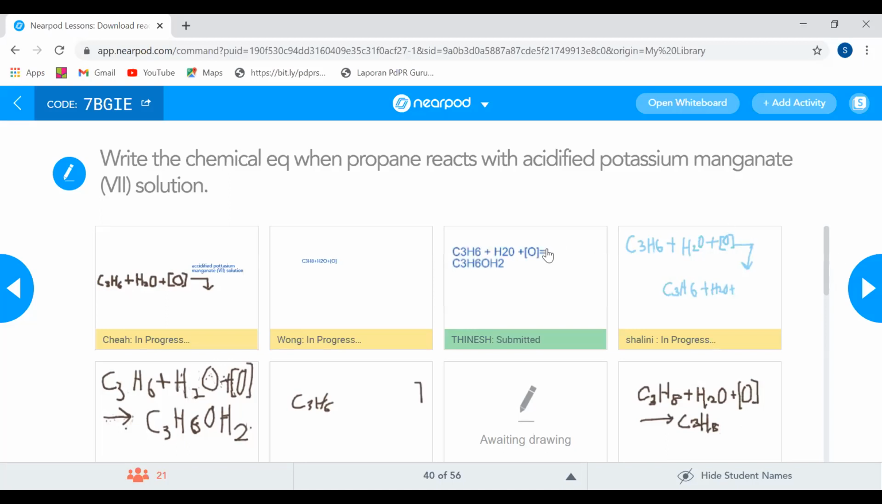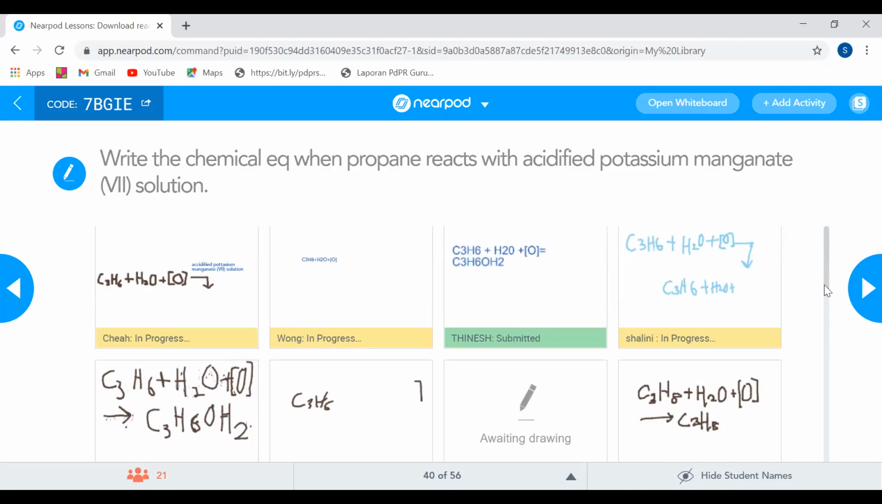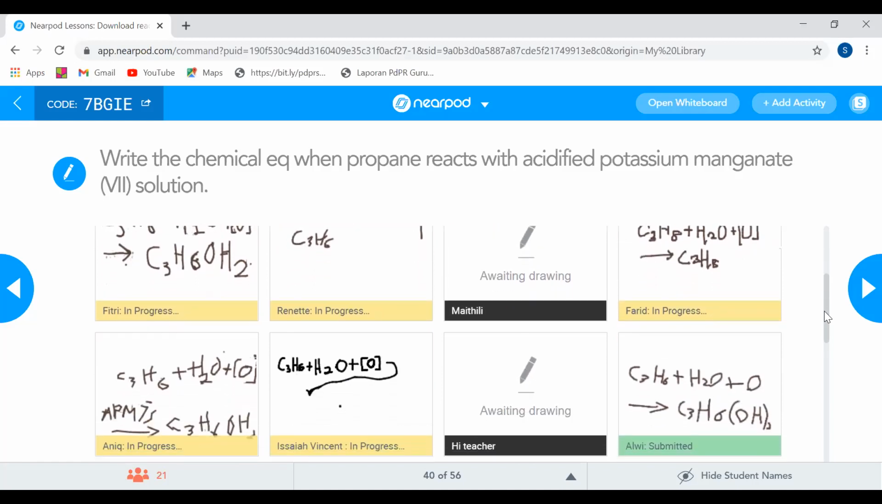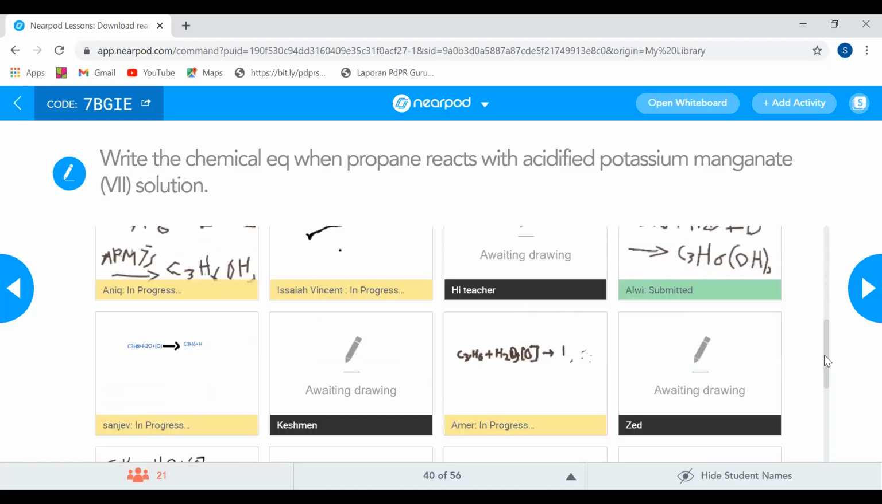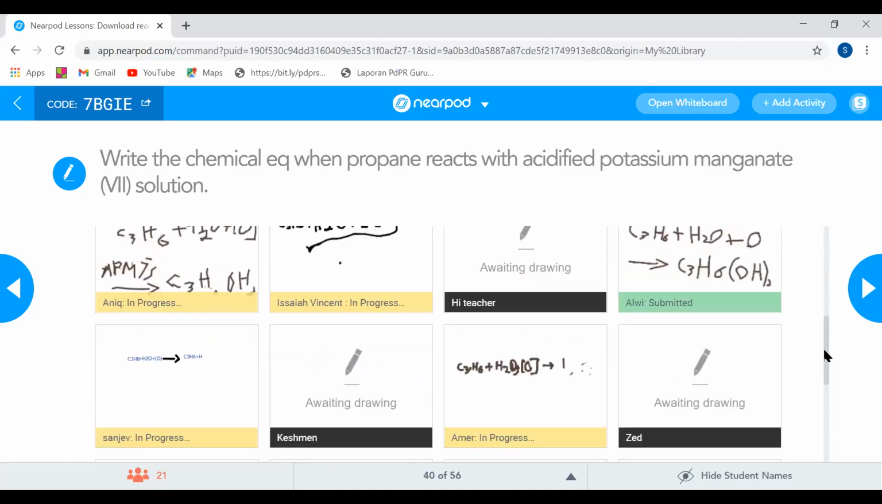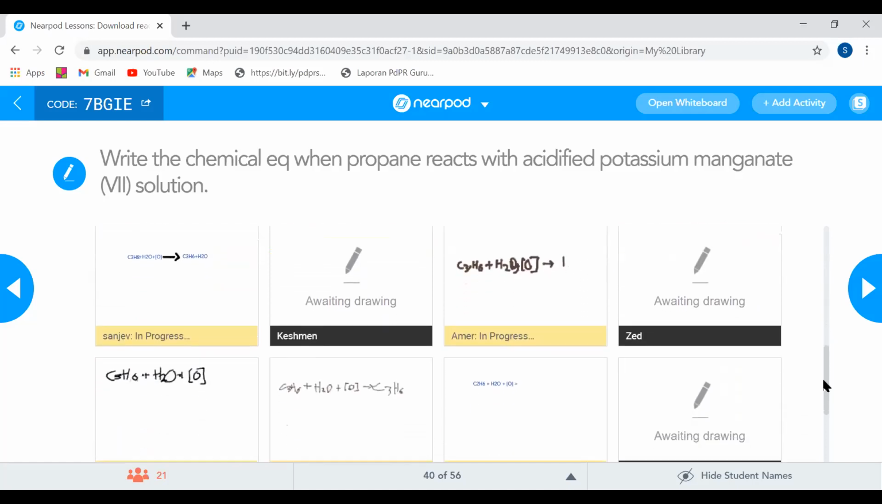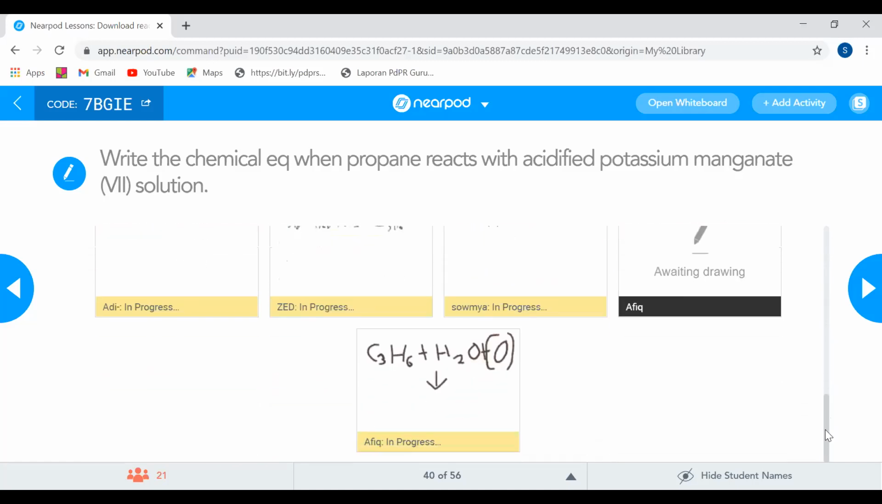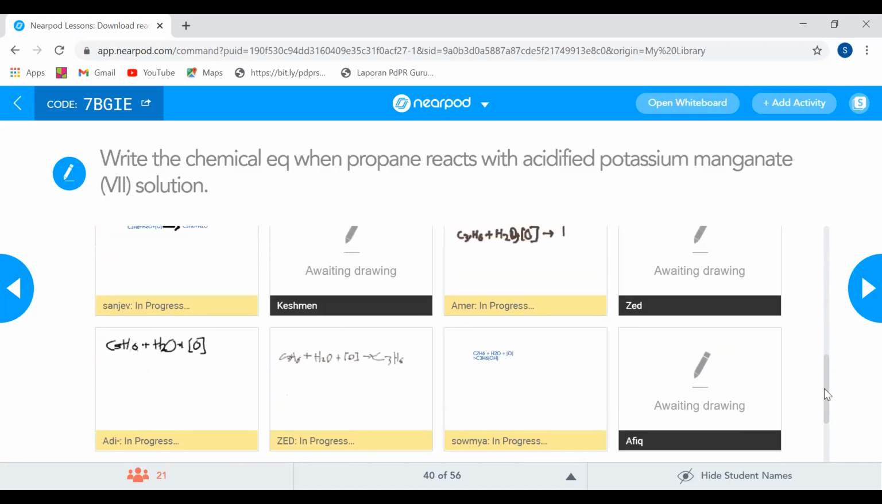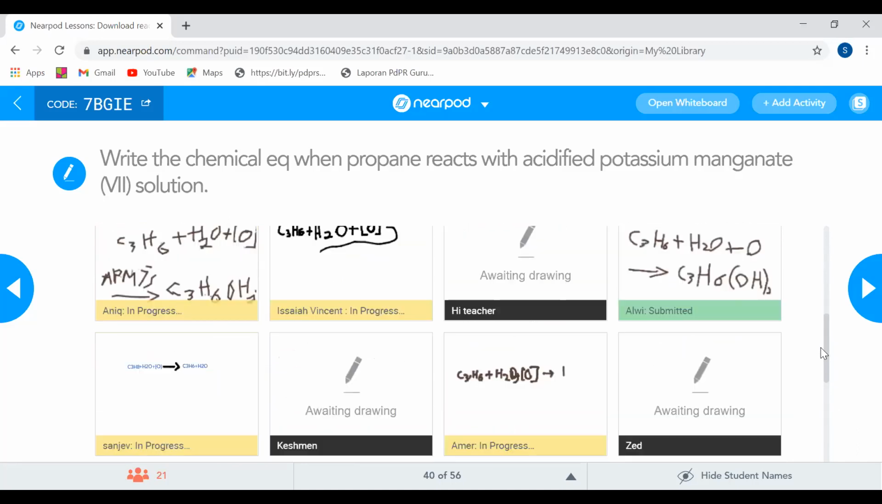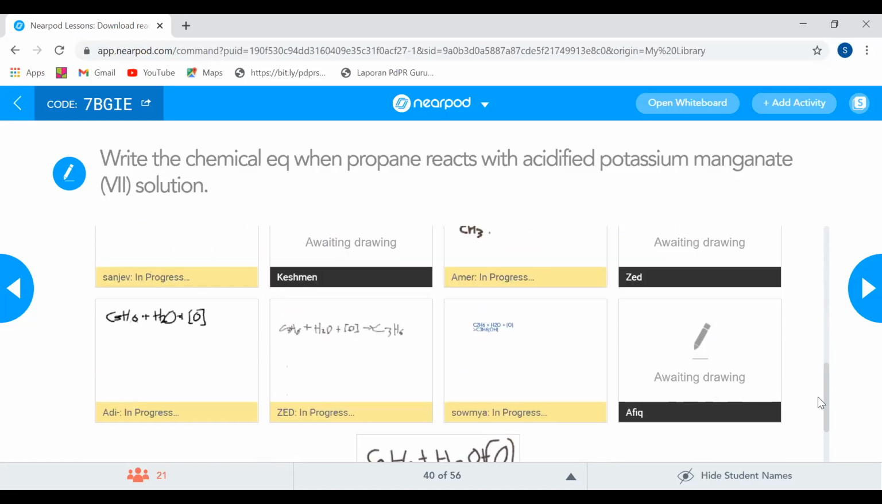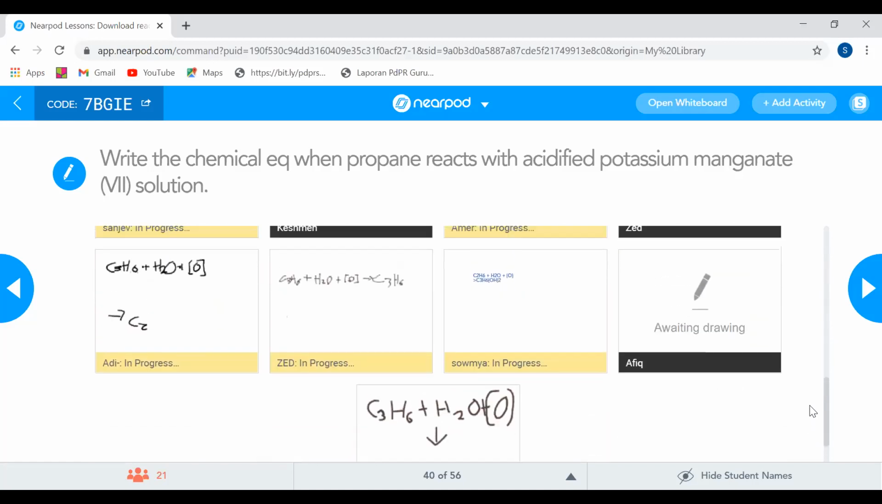Tinish, change your equals to an arrow. Okay, teacher. Afik, why aren't you drawing, Afik? Cashman also. Ben, why did they kick you out already, Ben?